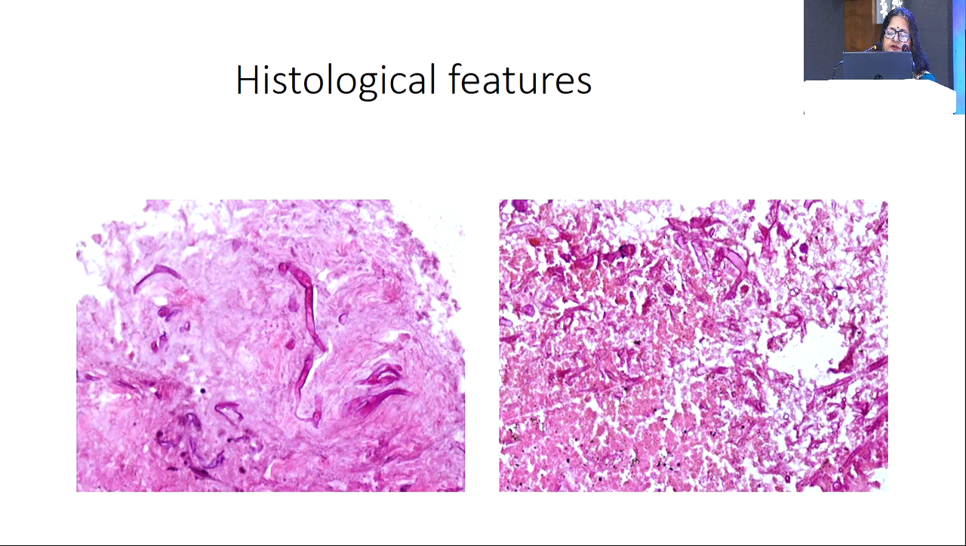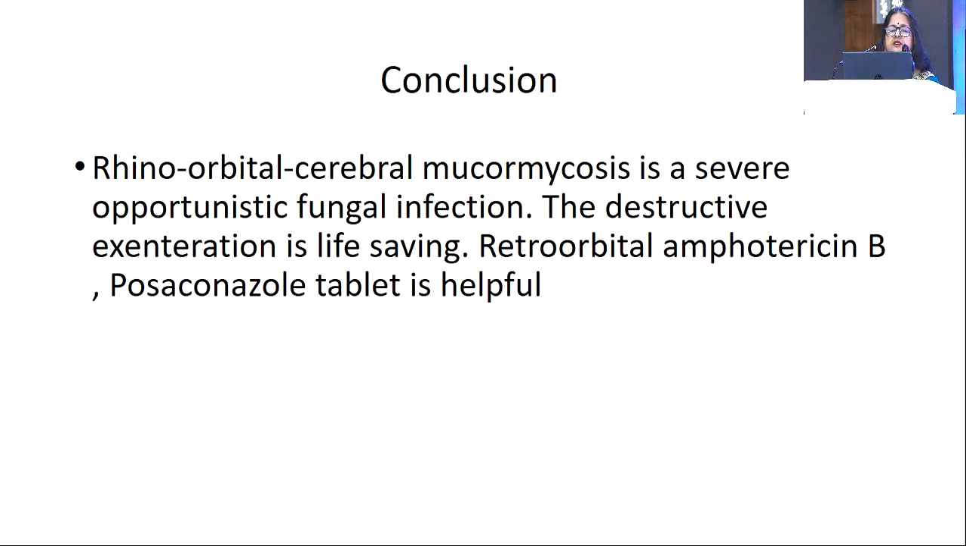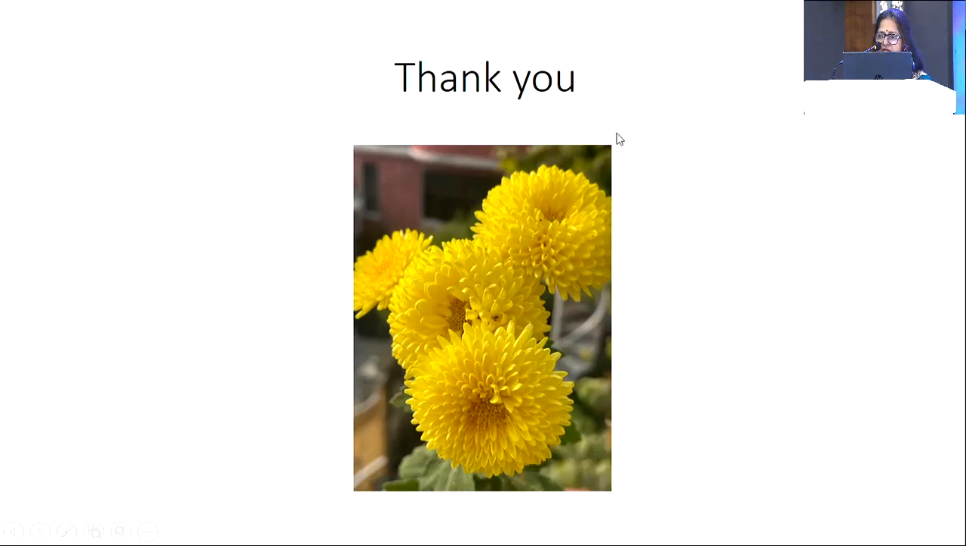This is a histological feature of mucormycosis. The mucorales were found in the section. Exenteration of the orbit and debridement of the sinuses were done. The surgery was conducted with the help of the ENT department, where debridement of the sinuses was done simultaneously. Rhino-orbital cerebral mucormycosis is a very severe opportunistic fungal infection. The destructive exenteration is life-saving. Retrobulbar amphotericin B and posaconazole tablet are helpful. Thank you for your patient listening.